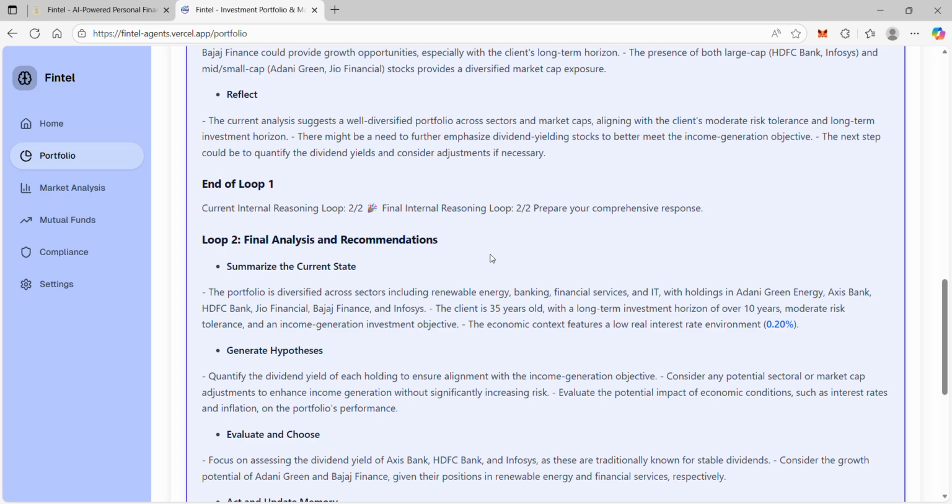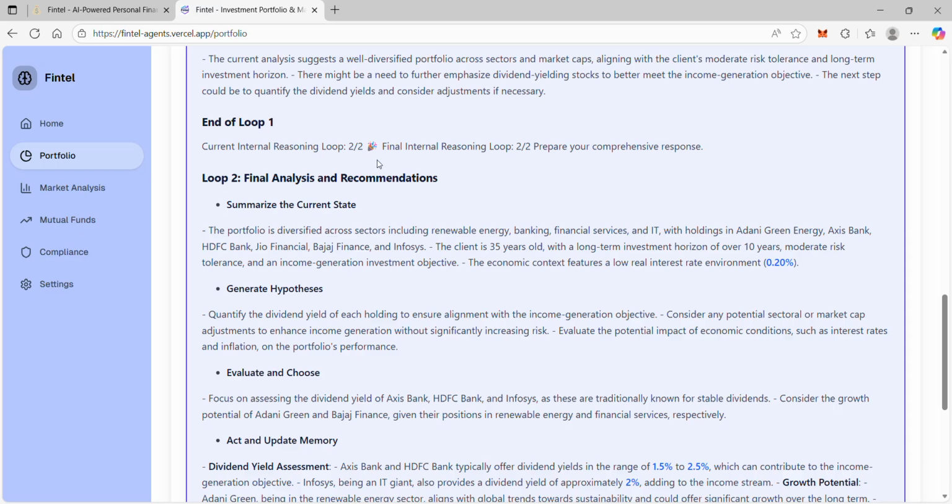I can increase the number of loops. In the free tier, I can test around 2 to 3 loops. In the premium version, certainly I can iterate for more than 3 or 4 loops, but that is not needed. It can finalize and get to the current state within just 2 or 3 loops.